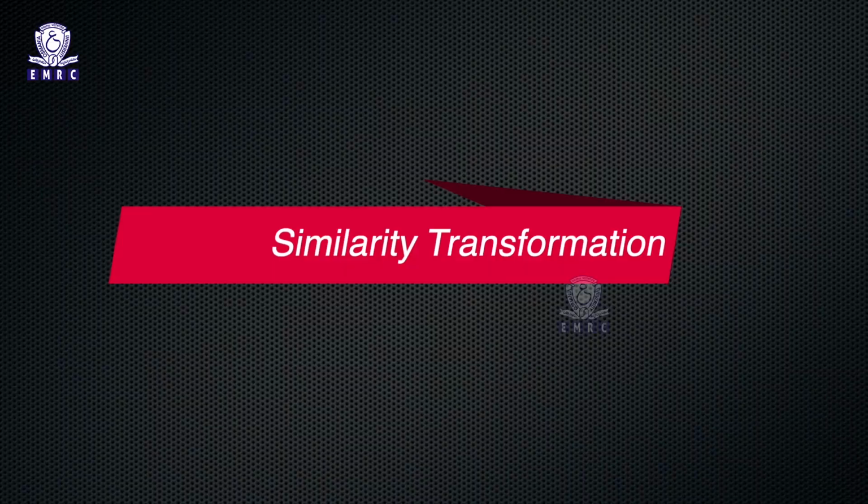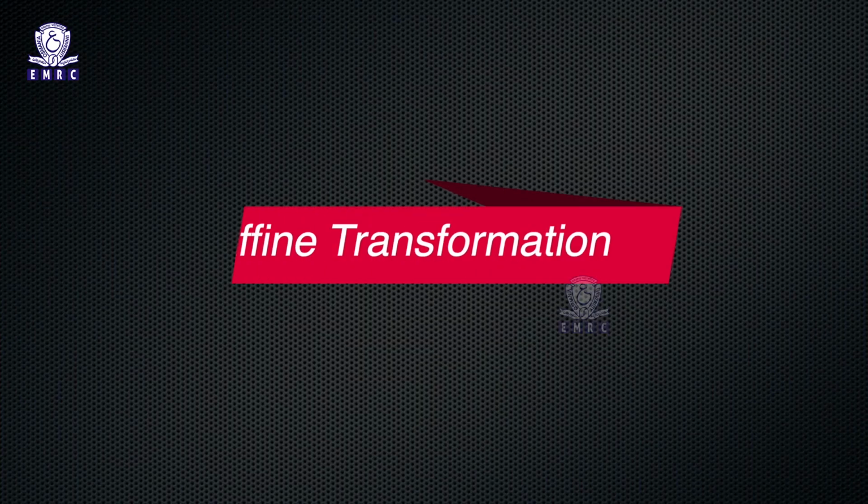In this transformation, it preserves the shape and size and allows rotation of the rectangle. Similarity transformation: in this transformation, it preserves shape but not the size and allows rotation of the rectangle. Affine transformation: in this transformation, it preserves the parallelism of lines and allows angular distortion of the rectangle.